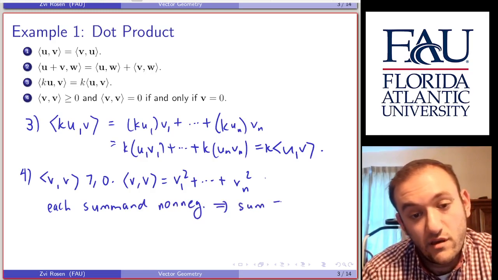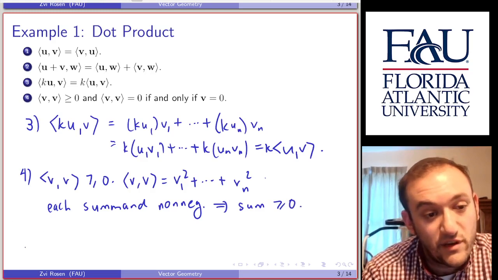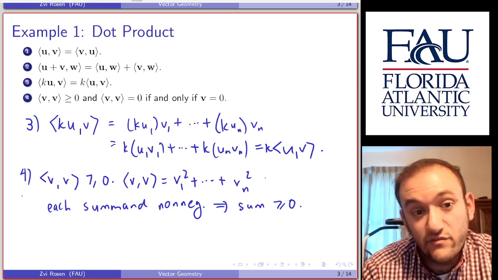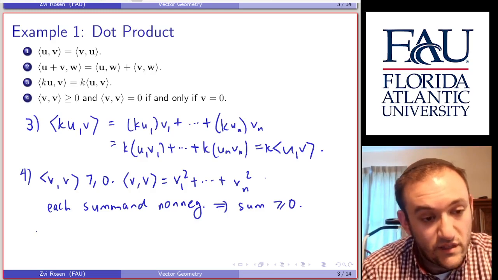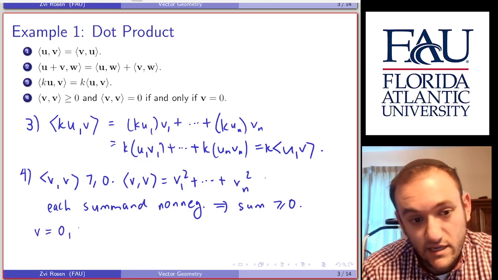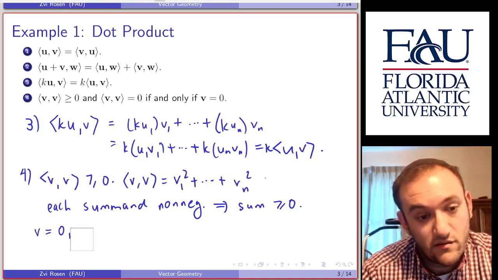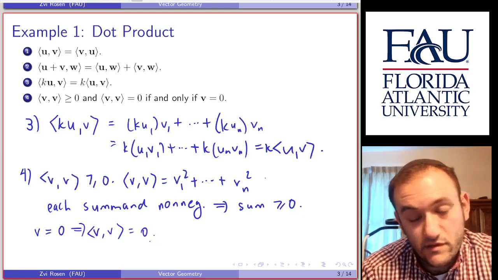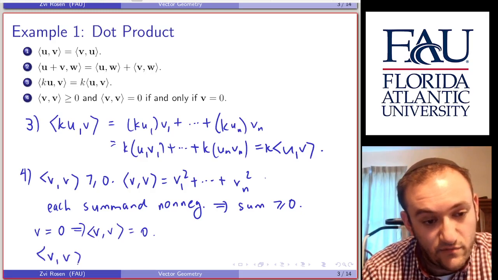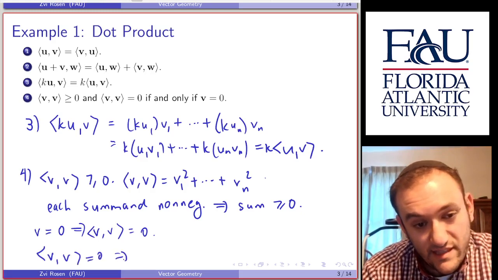Sum is greater than or equal to 0. How do we know that v inner product with itself is 0 if and only if v equals 0? Well, certainly, if v equals 0, then the dot product is obviously 0. But how do we get the other way? So knowing that the inner product is 0, well, that means that we know the formula.